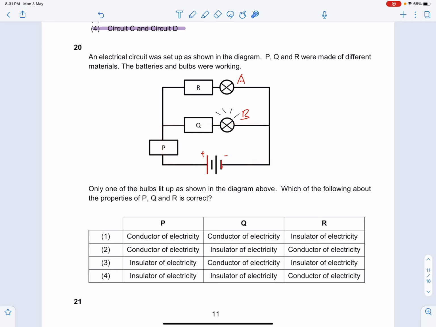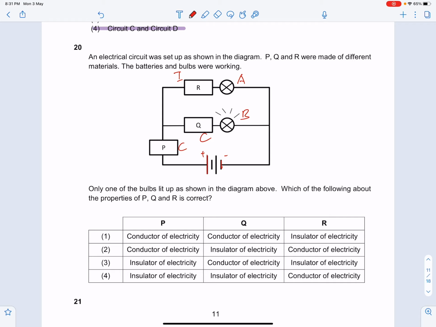Now, why didn't A light up? It's because R is an insulator of electricity. Simply because it is an insulator, electric current cannot flow through it, and hence there's a gap. This forms an open circuit. Because of that, A is unable to light up. So based on this, I can say that P and Q are actually electrical conductors, whereas R is actually an insulator. Once again, we can go ahead and use the elimination method.